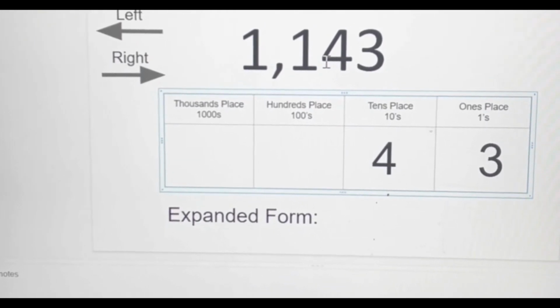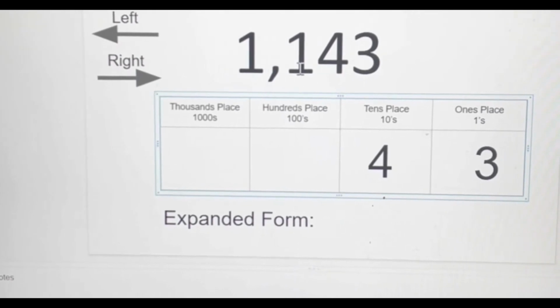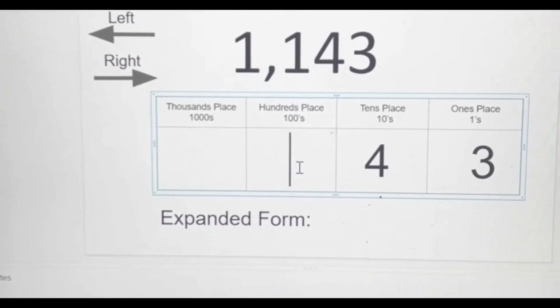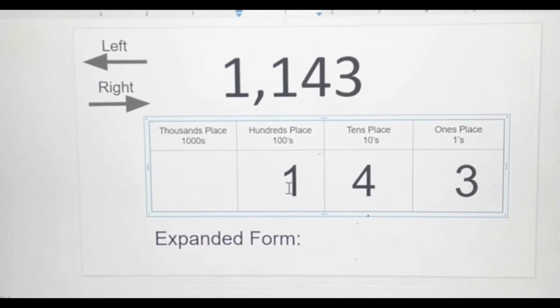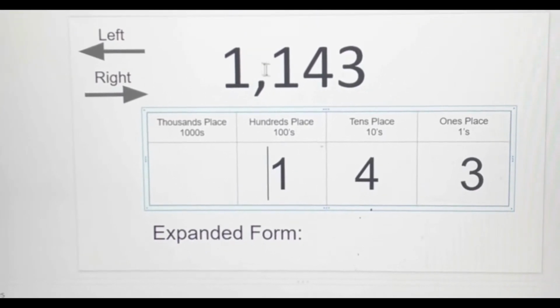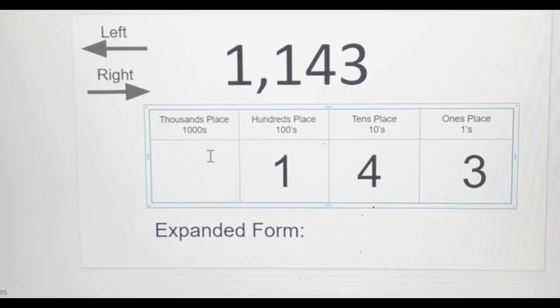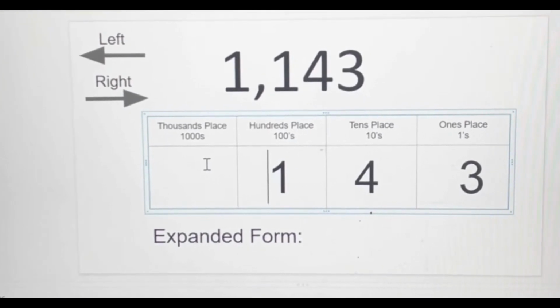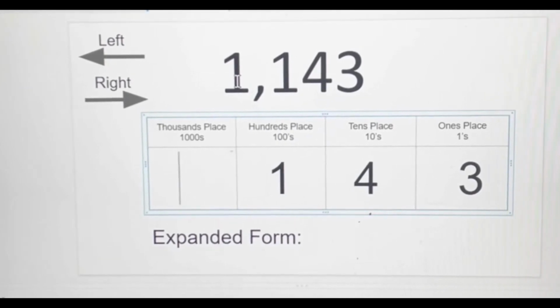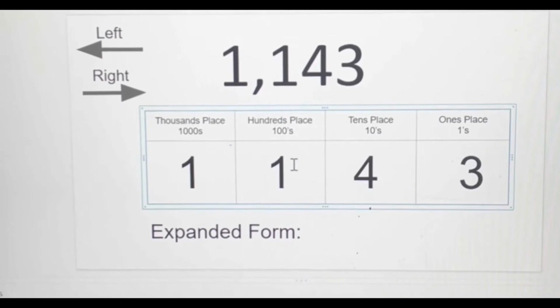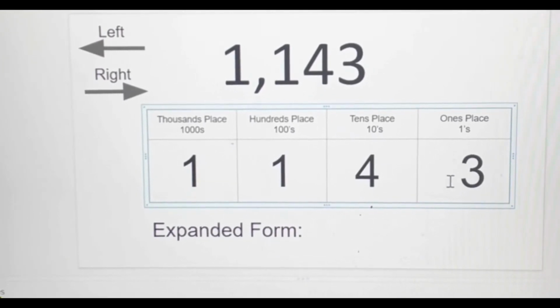Next to the tens place, we have the hundreds place. The digit in the hundreds place is a 1. So we have 100. And the digit next to the hundreds place is the thousands place. And the digit in the thousands place for 1,143 is 1. So we have 1,000, 100, 4 tens, and 3 ones.